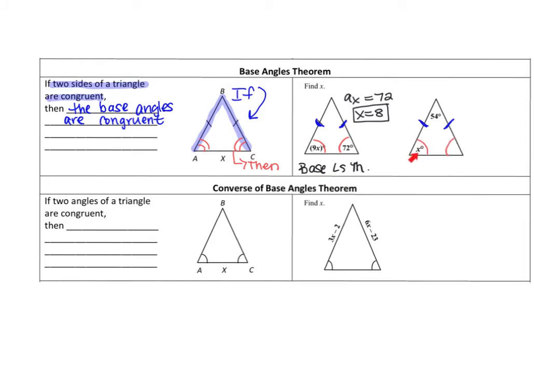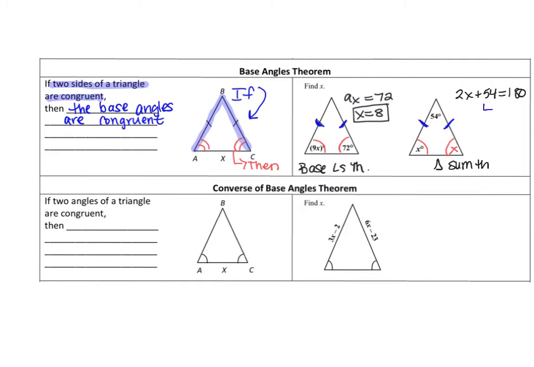So if this angle is x, then that angle is also x. Now we have to solve for x. What theorem would you use? You would want to use the triangle sum theorem. So you would add all these together and set them equal to 180. So x and x is 2x plus 54 is equal to 180.